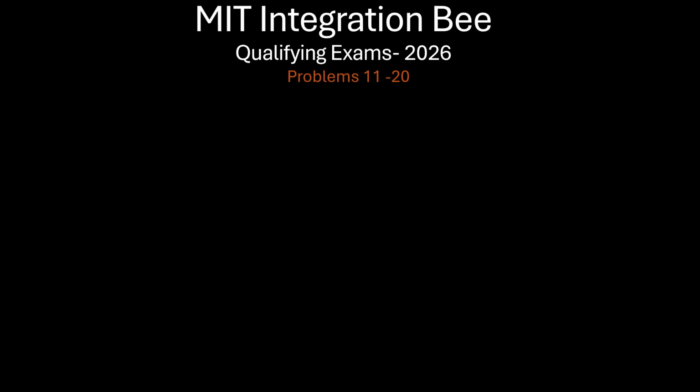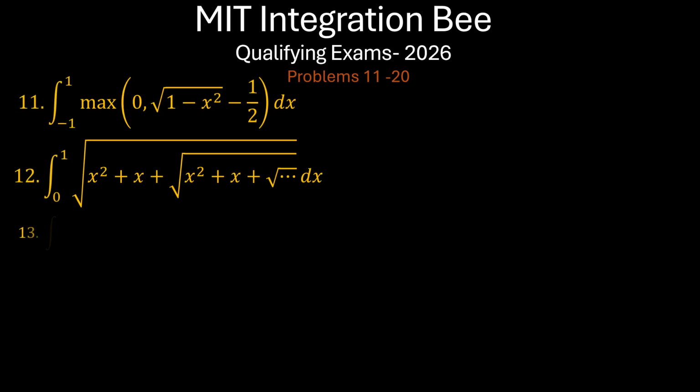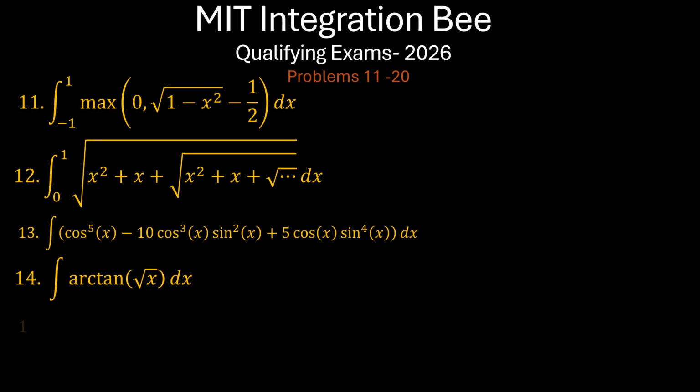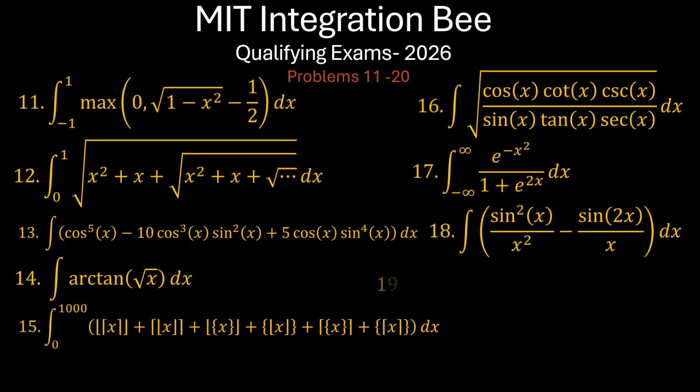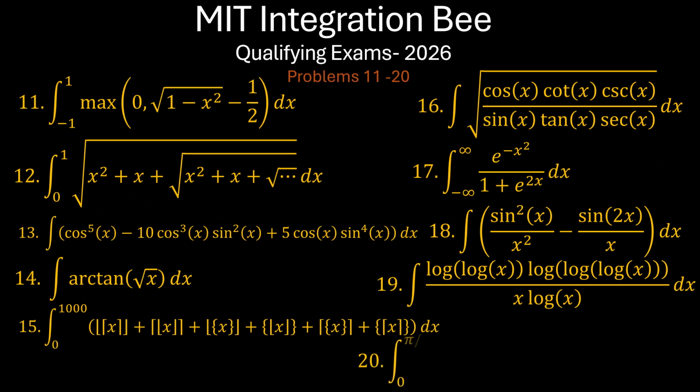Welcome to Everyday Mathematics. Today we are moving forward to the second part of the MIT Integration B qualifying exams that took place yesterday, the 20th of January 2026. And we'll be looking at the last 10 problems, 11 to 20. And this is problem 11, problem 12, problem 13, problem 14, problem 15, problem 16, 17, 18, 19, and 20.